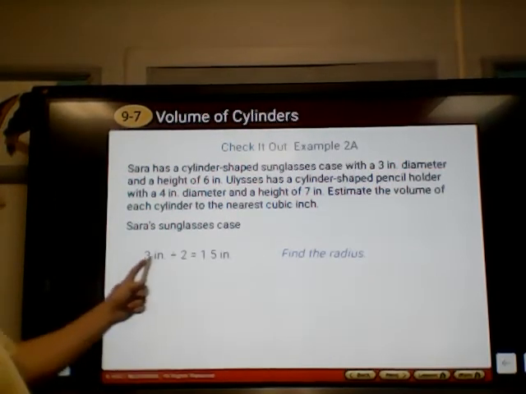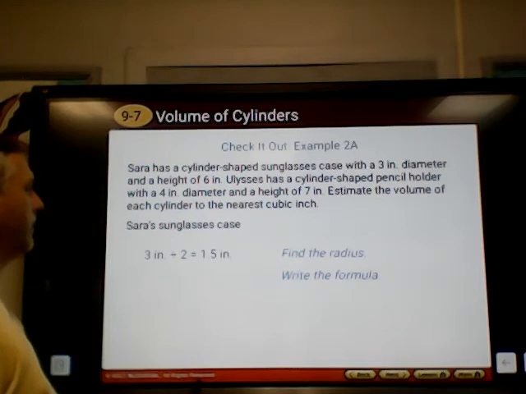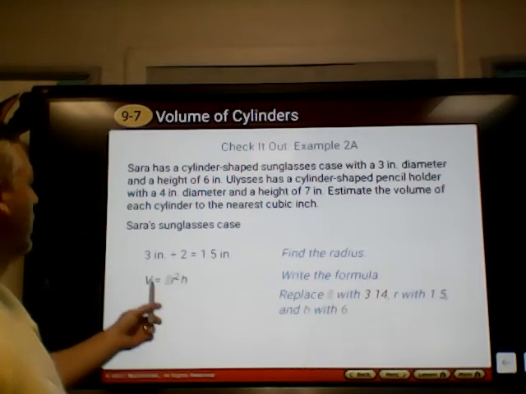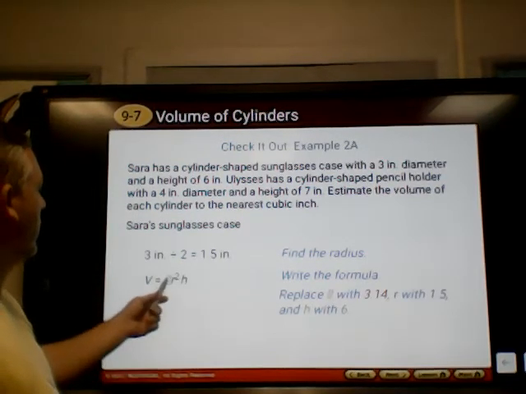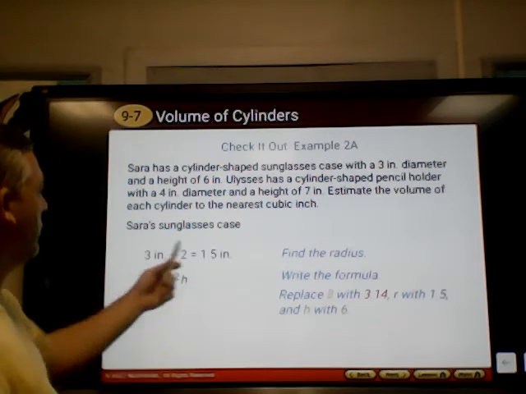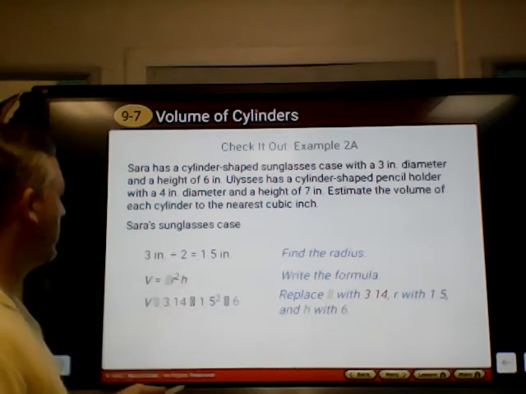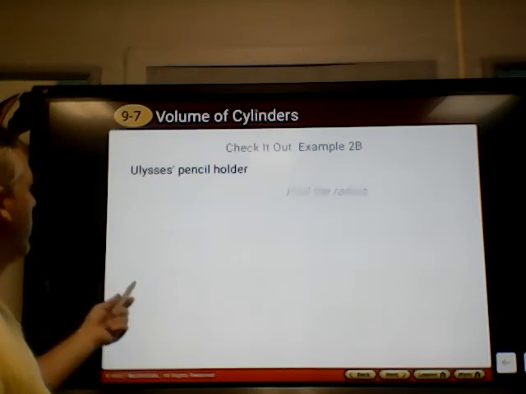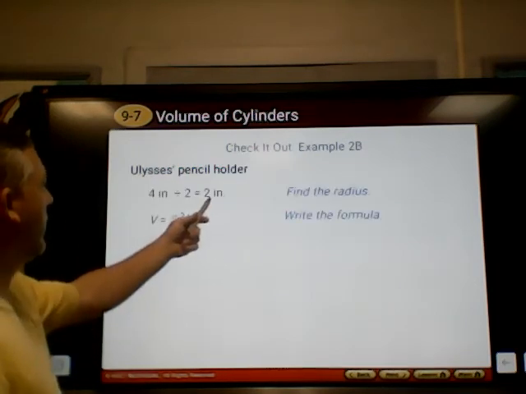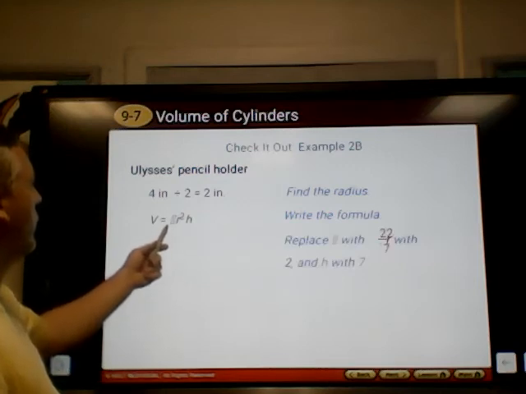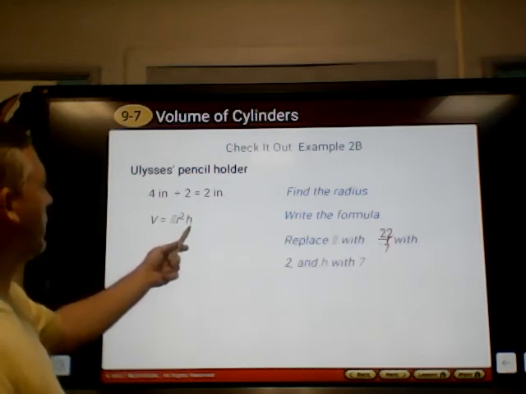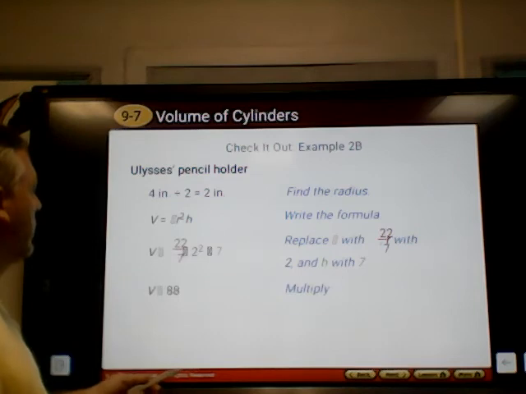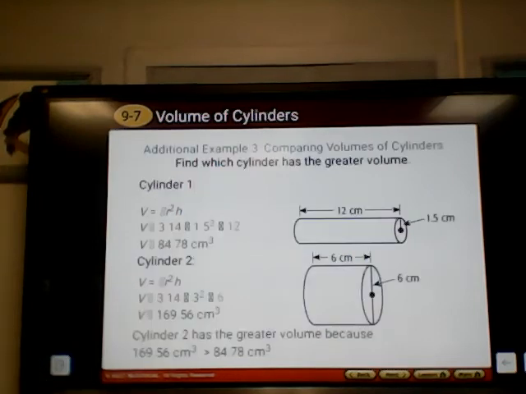So you can see 3 divided by 2, the radius is a half, 1.5. You can replace in the formula, so you have 3.14 times 1.5 times 1.5 times 6. You get the answer around 42. If you do his, you have to find the radius, which is 2. 3.14 times 2 times 2 times 7. And you get the answer of 88. And you have both answers.